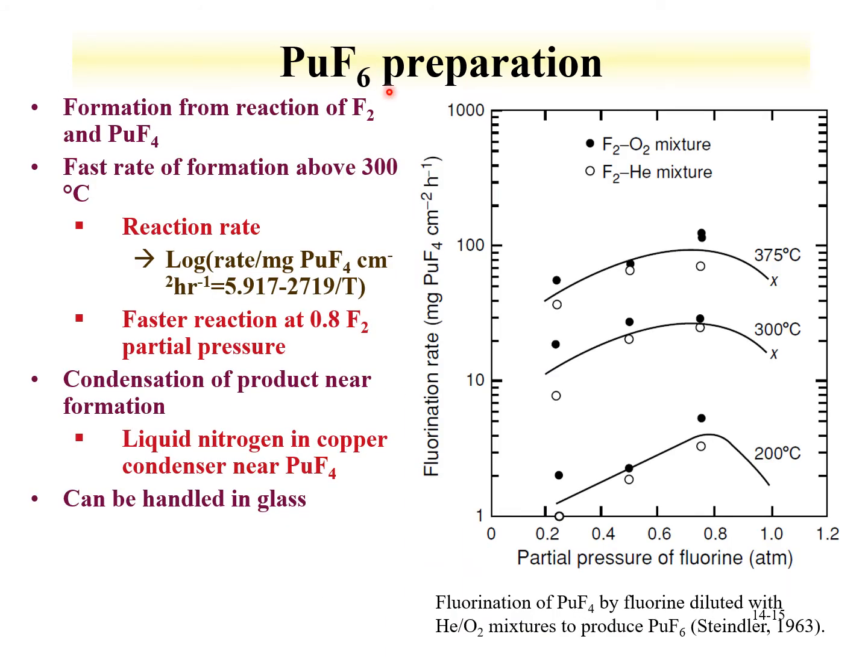The hexafluoride, which is volatile, can be prepared from the reaction of the tetrafluoride with the difluoride. The reaction rate is pretty fast. The fluorination rate is shown here against the partial pressure of fluorine. We see that from 200 to 300 degrees, we increase about an order of magnitude in the reaction rate. The reaction rate equation is shown here, and the dependence upon temperature is evident. This material can be handled in glass. So the degree of fluorination from the plutonium hexafluoride is relatively low.